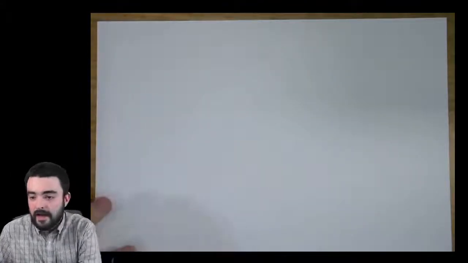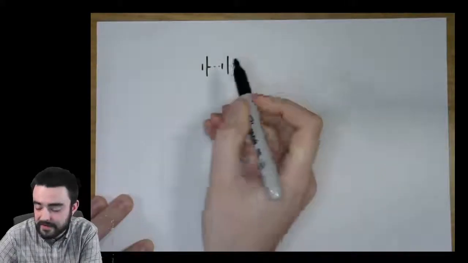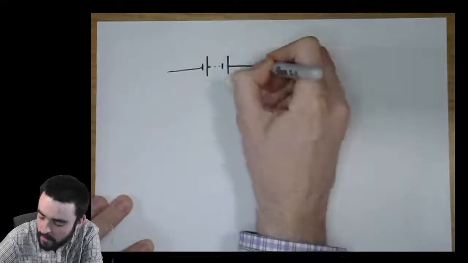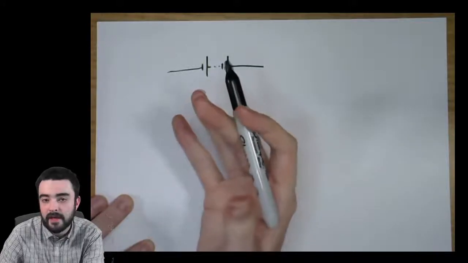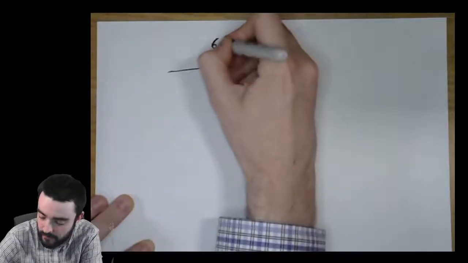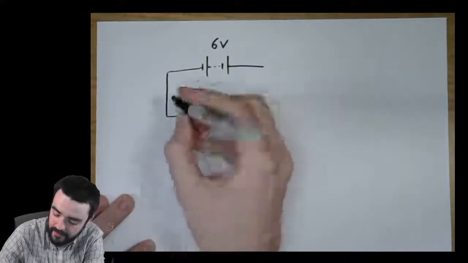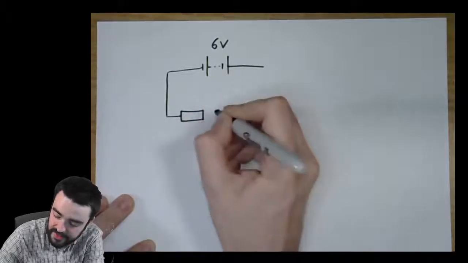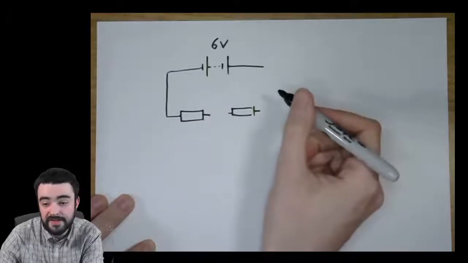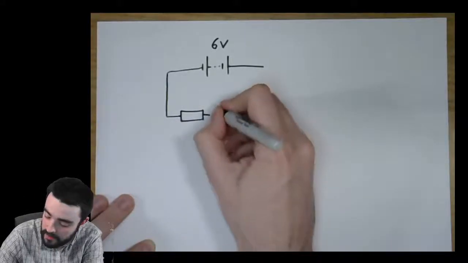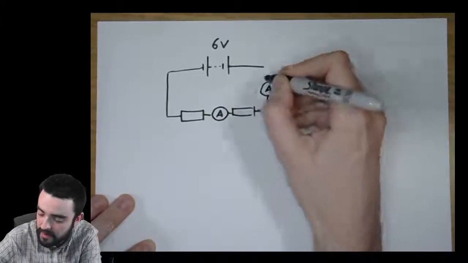So if we look now at a battery of cells, and we say that we're going to have a power supply, we're going to have an input voltage of 6 volts. We're then going to have two resistors, one there and one there. We don't know what the resistance of these resistors is currently. I'm going to put an ammeter in there and an ammeter in there.